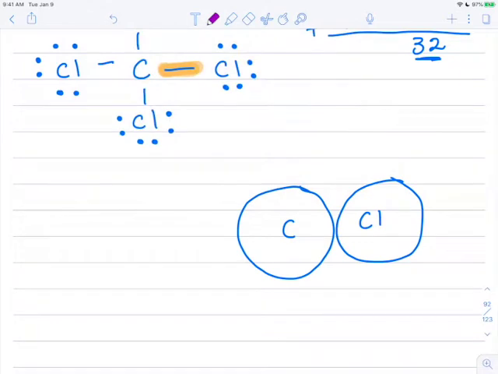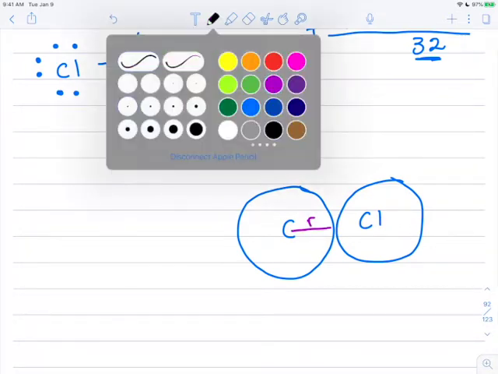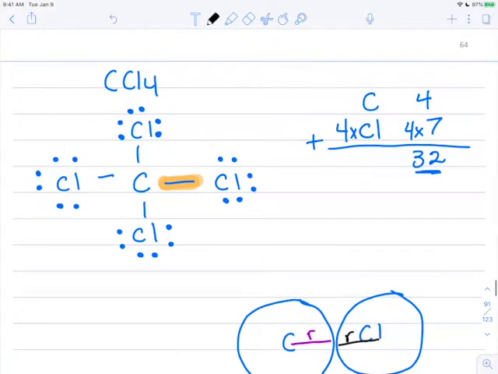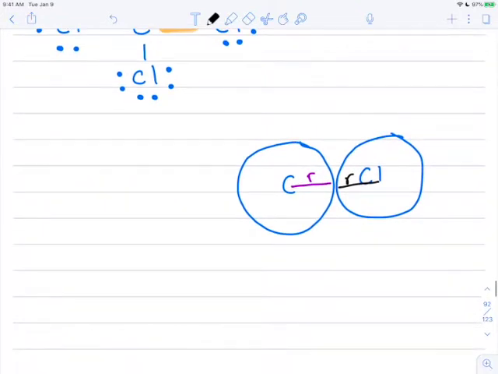And by doing that, we can say that the radius of the carbon plus the radius of the chlorine will give us the bond length. If you've ever seen a space-filling model, you see that the atoms are actually really close to each other. Even though we draw our Lewis structures with great long bonds, those bonds in real life are not very long at all. That's why we can do this as an approximation, but it is an approximation because they don't really sit right on top of each other.